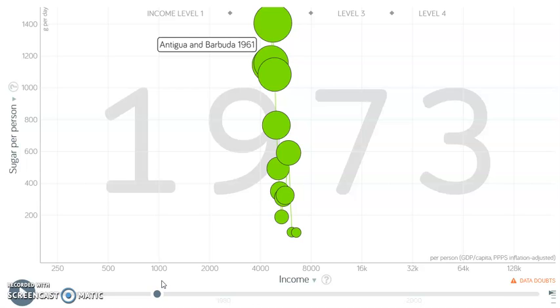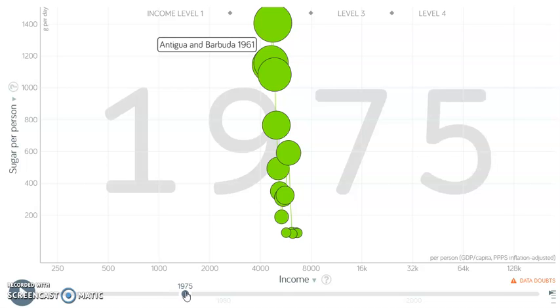There are a few factors involved with this. They were going through an industrialization phase during this time, but their efforts had failed, and they were also trying to claim independence from Britain. Now moving forward, you will see that in the late 70s and early 80s, that Antigua and Barbuda's income per person begins to significantly increase.